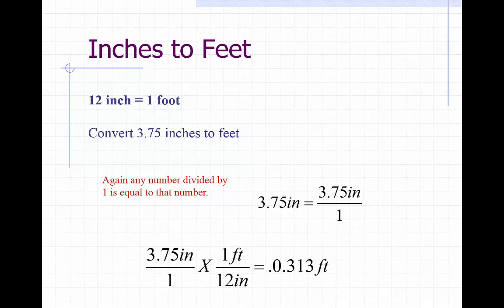So 3.75 inches over 1 times 1 foot over 12 inches. And again, notice how the inches are opposite of one another. So the inches cancel away, leaving only the feet units. And we have 3.75 divided by 12, which shouldn't have so many decimal places, but I believe it is going to be, let me just double check that, 0.313. So we kind of got an extra decimal place there in front of the 0, so it's actually 0.313 feet.